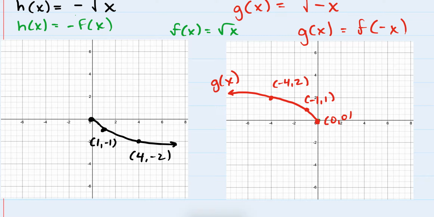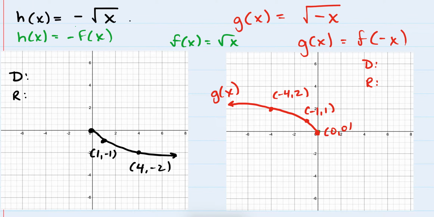Let's talk about the domain and range of these graphs. That'll be something fun to do. So let's see if we can find the domain and the range for both of these. For this graph, h of x, we can just look at the graph and we see that the domain is going to be from 0 to infinity. Remember, domain is the x values.